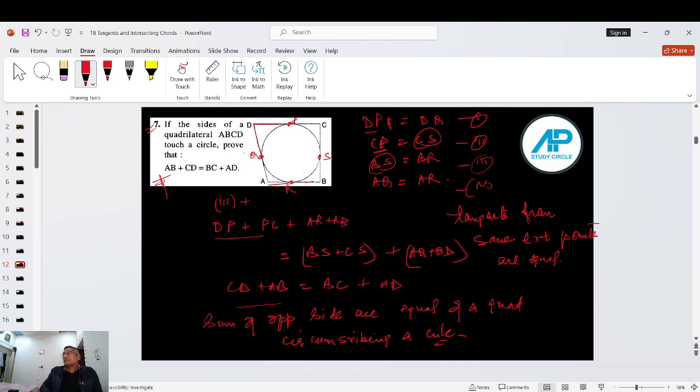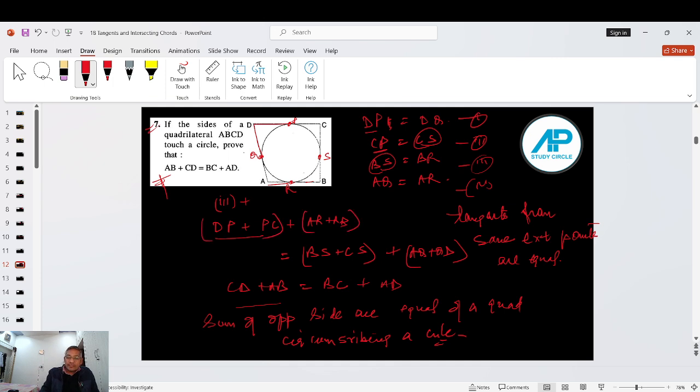So always remember, tangents drawn from an exterior point are equal to each other. So I got the tangents DP and DQ. The tangent is not DC, it is DP. It touches the circle, and the tangent finishes there only. DP and DQ, CP and CS, BS and BR, AQ and AR. I add the four equations in such a manner that I get the two parts of AB on one side and two parts of CD on the same side. So I make a group of DP and PC and AR and RB.